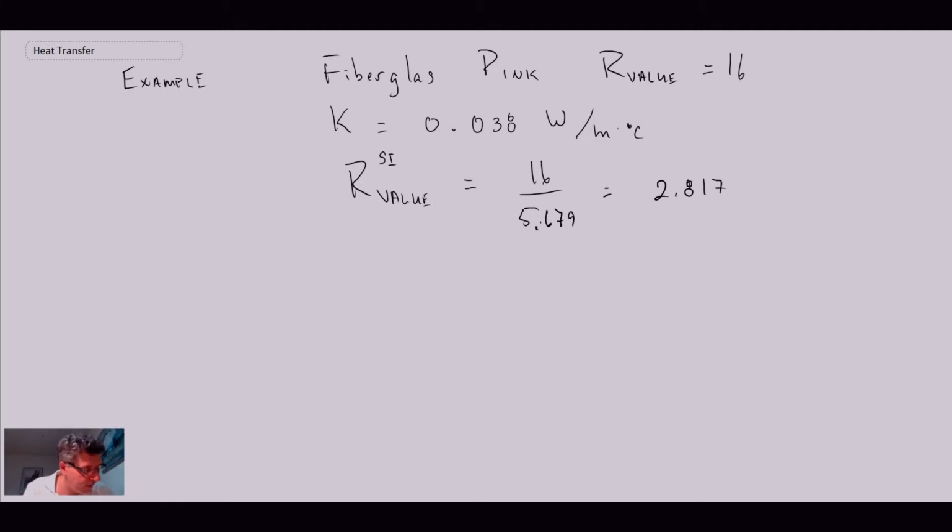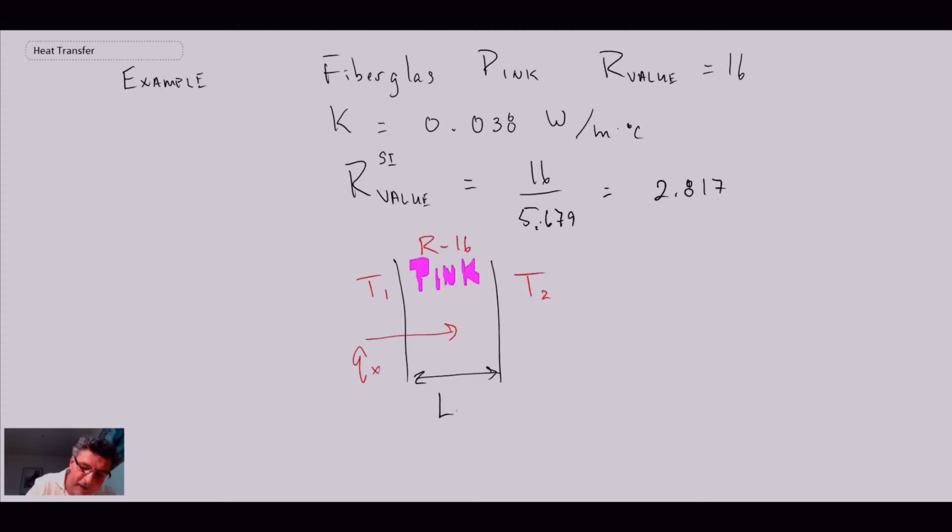And what we want to do is find out what is the thickness of insulation that corresponds to R16. So drawing out a little schematic here, we have temperature 1, temperature 2, our temperature differential. We have some heat flux coming through. And this is R16, and it is, let me be correct, it is pink. So that is pink insulation. What we're looking for here is the width of that. L equals what? That is what we're trying to solve for in this example.